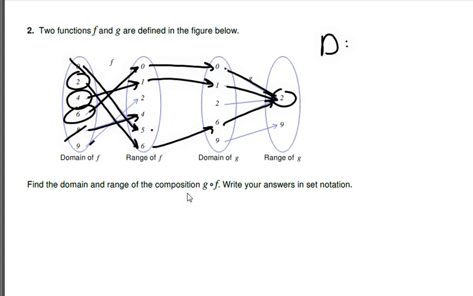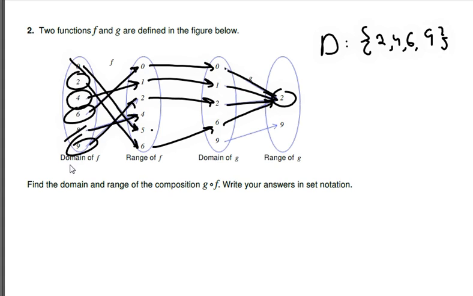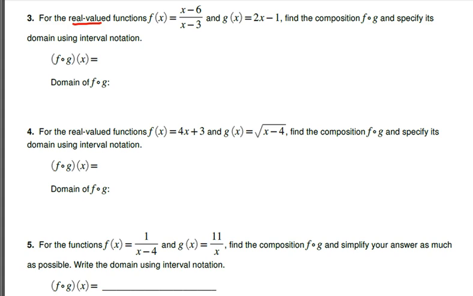Oh, by the way, this is g composed of f. So they just switched the letters here, but that's okay. 9 goes to 2. 2 is allowed. So here we go. The domain is everything over here that plays all the way through. So that's 2, 4, 6, and 9. And the range is just 2. That's the only one that's allowed. It's the only one that's reachable, I guess. So we're happy about that one.